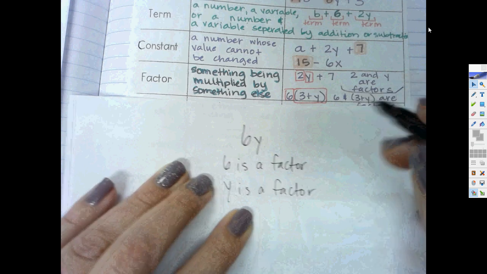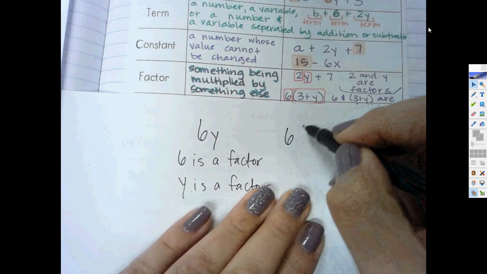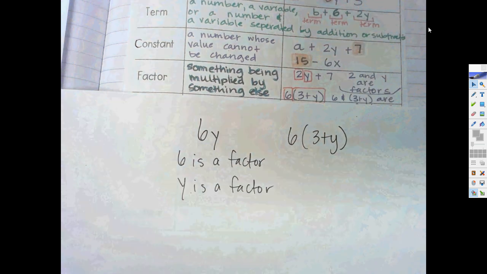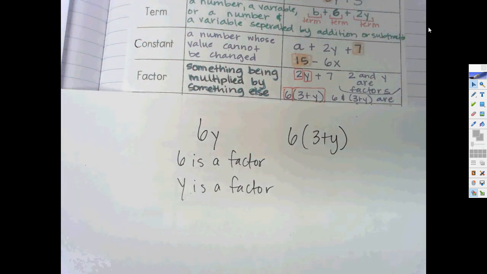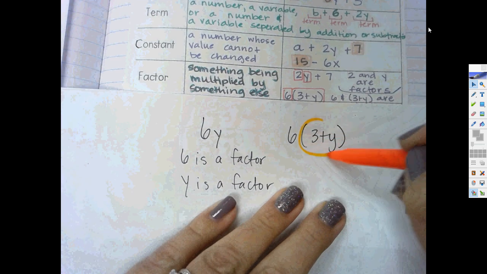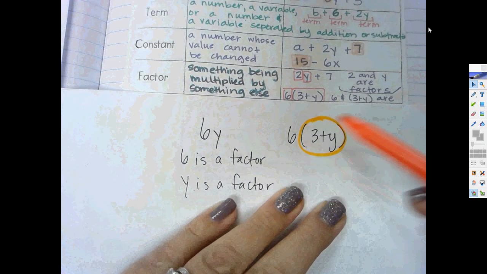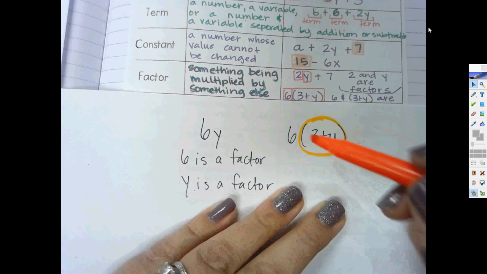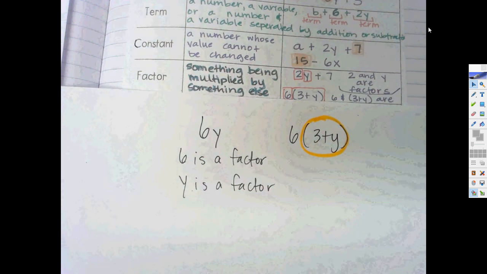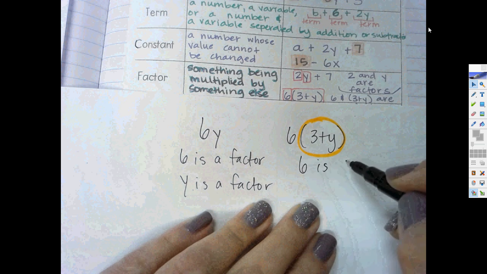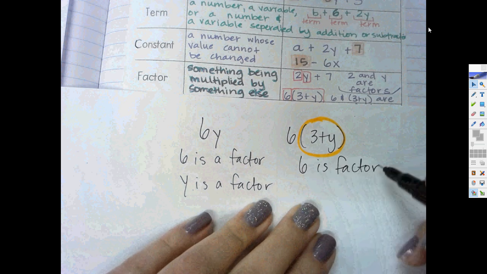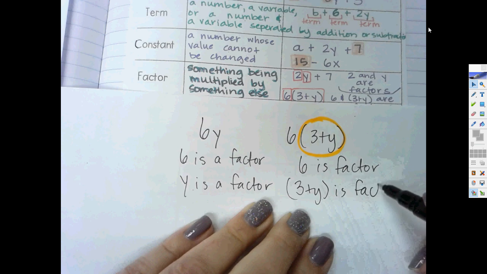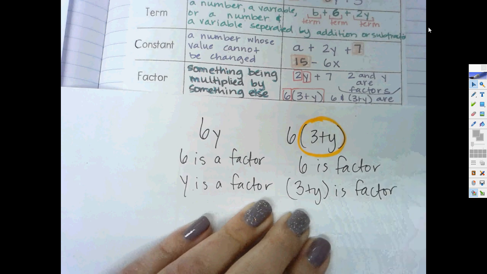Same thing in the example right here on my paper, 6 times (3 plus y). These parentheses group this whole thing together. So that has to stay together. I can't bust it up. I tell the kids they're like walls. We can't bust it up. So in this particular problem, 6 is a factor. 3 plus y is a factor because they are being multiplied by each other.